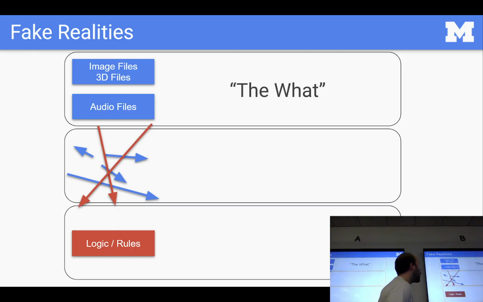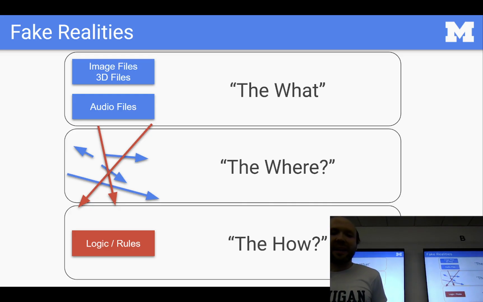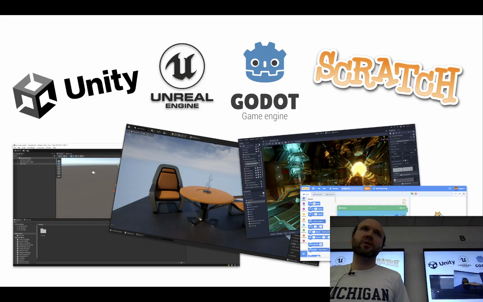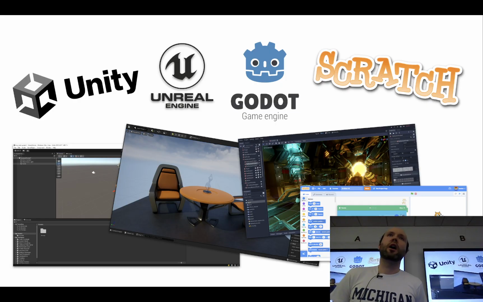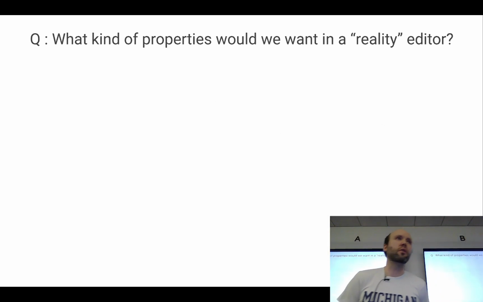The what? What is this reality made of? The where? How are they kind of arranged relative to each other? And the how? How do things work? When you poke it, what happens? All right? The what, the where, and the how. These are reality-defining questions that game engines are built to help us answer as game designers, and then experience as users. Unity, Unreal, Godot, Scratch, there are thousands, I would say, game engines out there of every different flavor and variety.